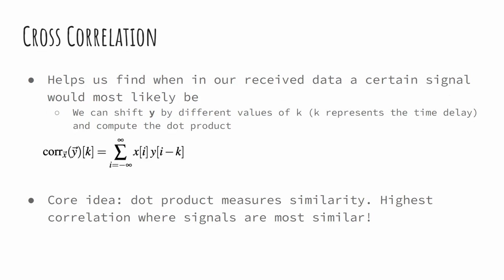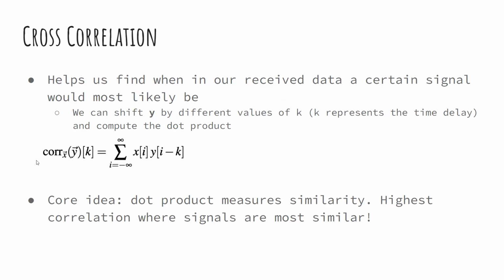So now let's talk about another concept that you've learned called cross-correlation. Cross-correlation is a technique that helps us find where in our received data, which could be a jumble of a lot of different signals, a certain signal would most likely be. If you're thinking about it in the context of GPS, you're going to be getting signals from a whole bunch of satellites. How do you figure out where in your data the signal from satellite 1 is, or the signal from satellite 2 is?